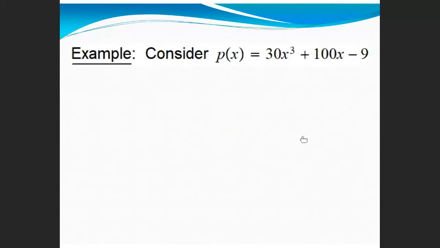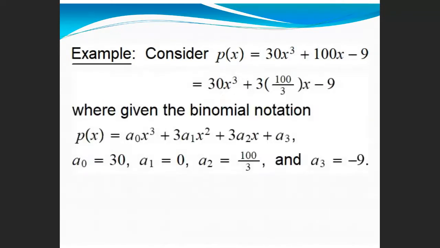Let's look at this example. We have a cubic polynomial P, and if we identify the coefficients, a sub 0 is the leading coefficient, and that's 30 in this case. A sub 1, the second degree coefficient, is 0. A sub 2, since we're using the binomial coefficients, a sub 2 will be 100 over 3, and then the constant a sub 3 is -9.